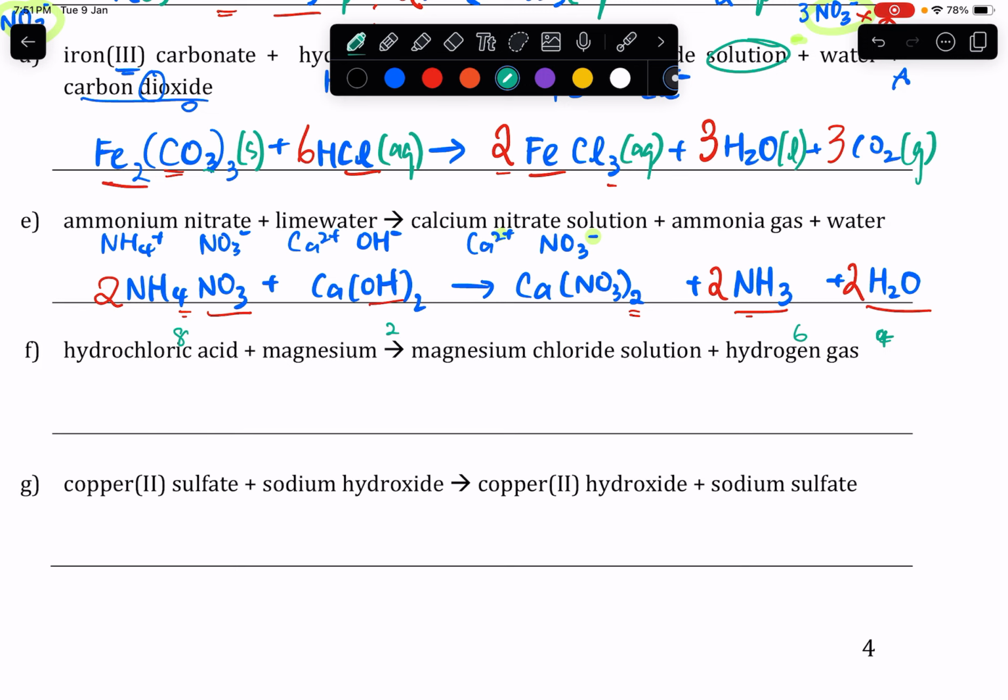We always look at O last. So O, there's 2 times 3 here, so there's 6O, and then here plus 2, 8O on the left hand side. Here there's 6 plus 2, 8 on the right hand side, so balanced already. Okay, let me cancel all these now. Very messy.